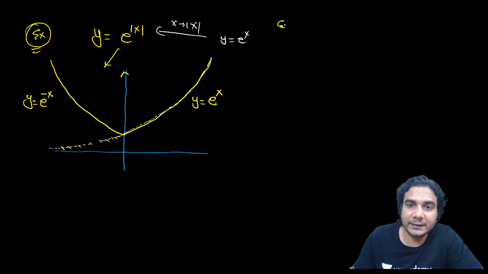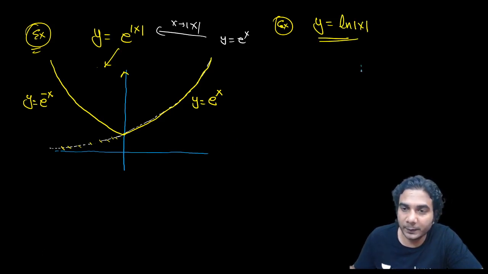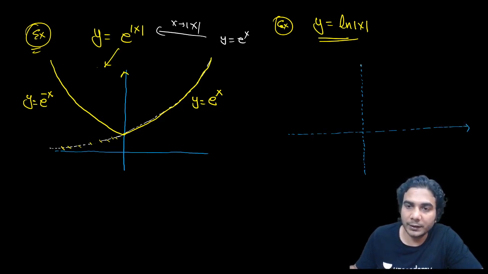Now let's see the second example. The second example is y equals ln of mod of x. All right, ln of mod of x. So in this case, which graph will we plot first? The base graph will be the graph of y equals ln x, obviously.